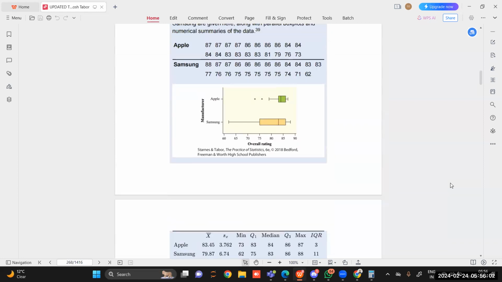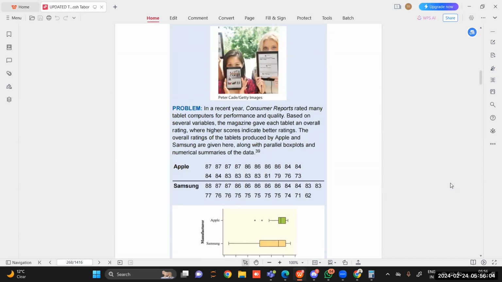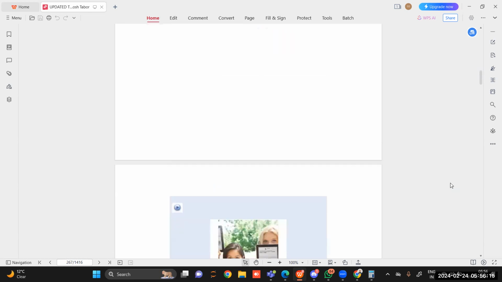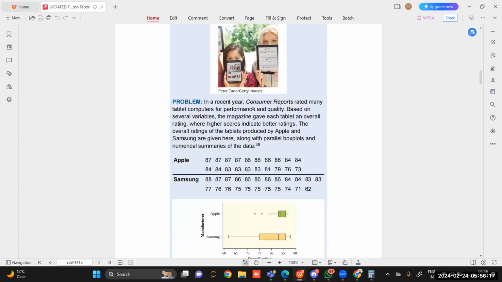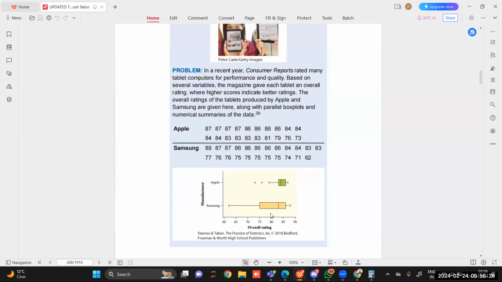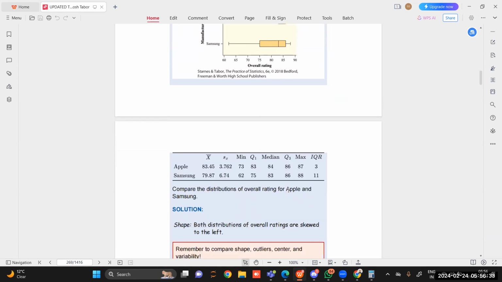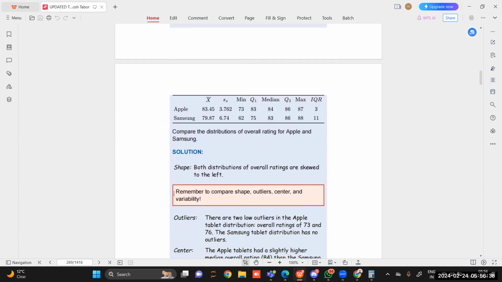So what he has given here, the question is about Apple and Samsung. There are two sets of observations, and we have to plot the two box plots. The overall ratings of the tablets produced by Apple and Samsung are given along with parallel box plots and numerical summaries of the data. The question is: compare the distribution of overall rating for Apple and Samsung.